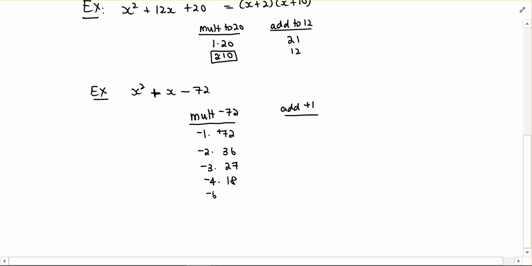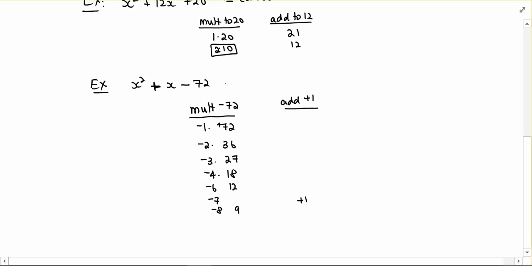Negative 6. Negative 6 and 12. Nope. Negative 7 doesn't work. Negative 8. Negative 8 and 9. There it is. Negative 8 and 9 multiplies to be negative 72 and adds to be positive 1. So I found my pair of numbers. So that's x minus 8, x plus 9.